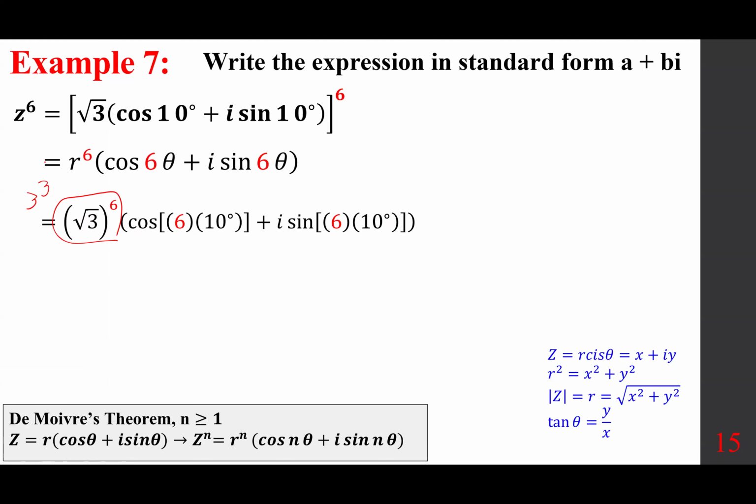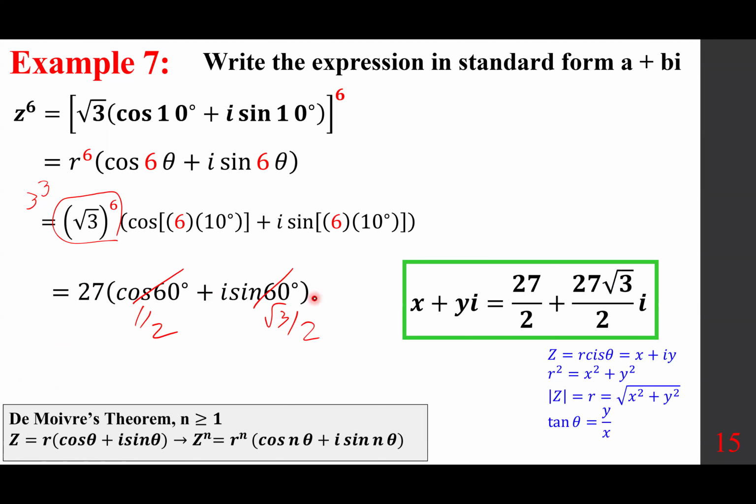Which is 27. Since they want it in standard form or rectangular format, 27 times 1/2, 27 halves, plus 27 square root of 3 halves, i. By the way, sometimes they put the i in front or in between just to make sure it's not under the radical, okay? Just in case. Just want to make sure that everybody is familiar with the concept.